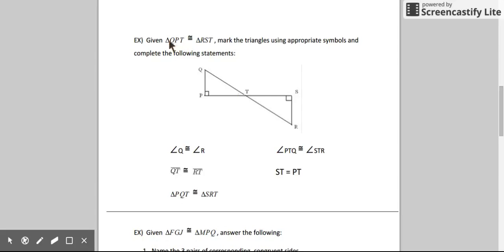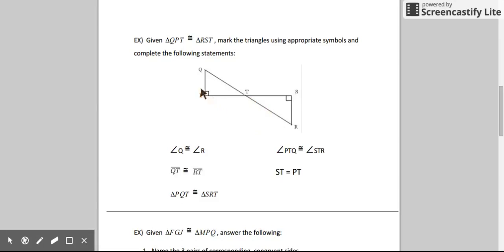And then we can name the segments. So segment QP is going to correspond with segment RS. So we could give QP and segment RS a segment congruency symbol. Segment PT is going to correspond with segment ST. So PT is right here, ST is right here. We could give them congruency symbols. And lastly, segment QT and segment RT correspond and are congruent. So QT could be congruent to RT by using the symbol.